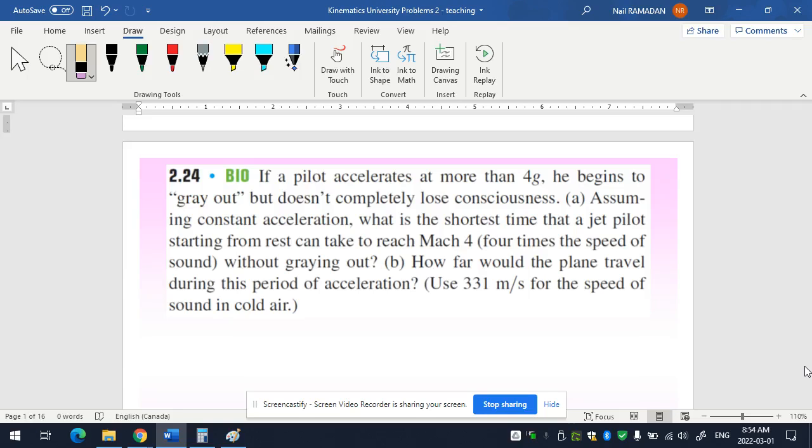Okay? So what does 4G mean? What does it mean when you say a pilot is accelerating at 4G or 4Gs? Exactly. So, okay, look, everyone.